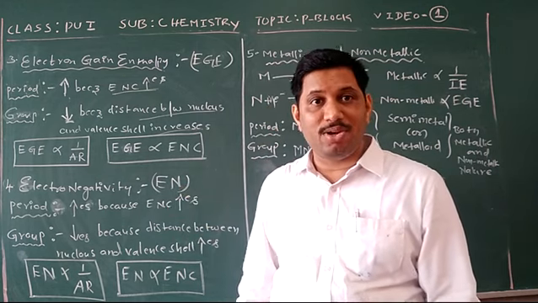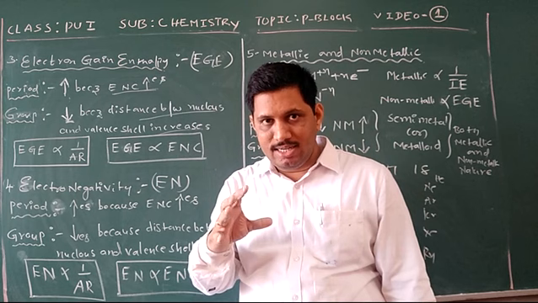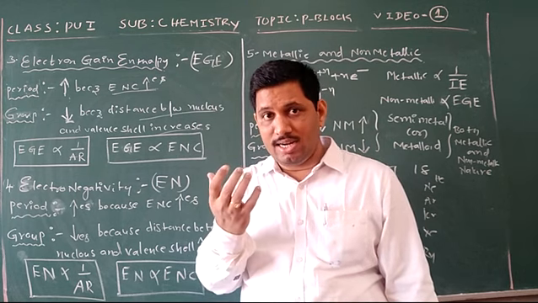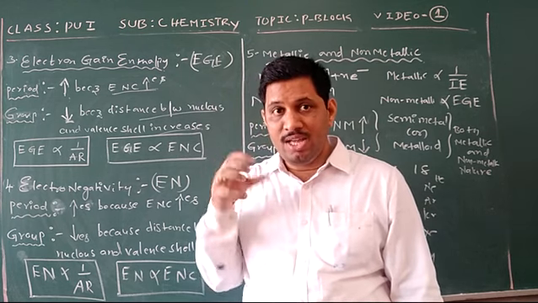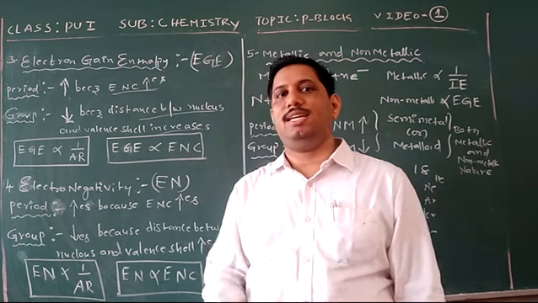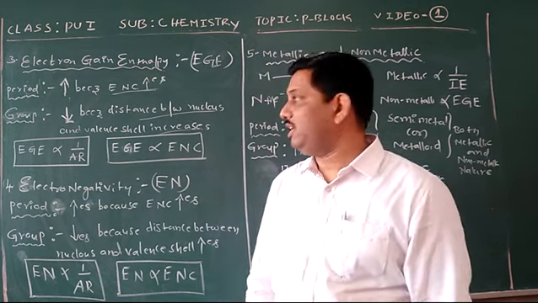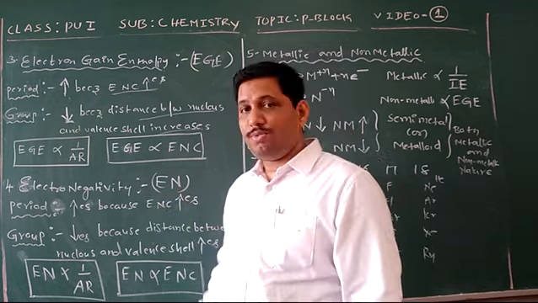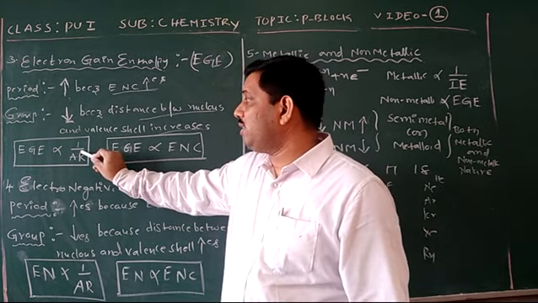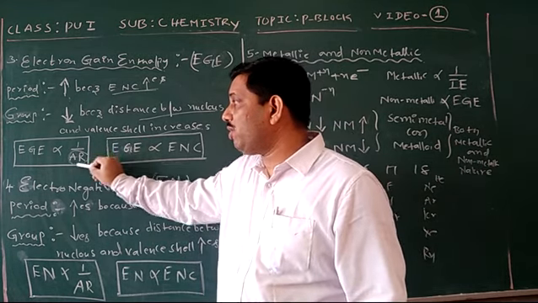If attraction decreases, the nucleus does not attract the incoming electrons very strongly. Hence, the electron gain enthalpy values decrease. Okay, students. Therefore, in conclusion, the electron gain enthalpy is inversely proportional to the atomic radius.